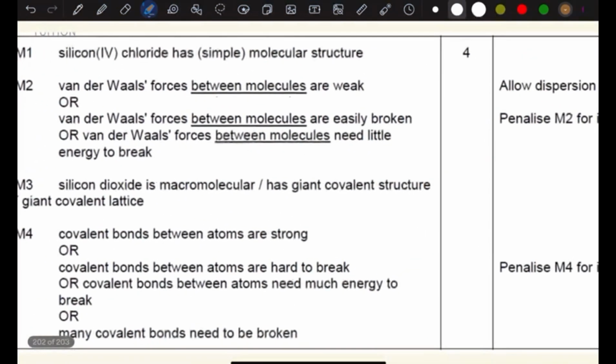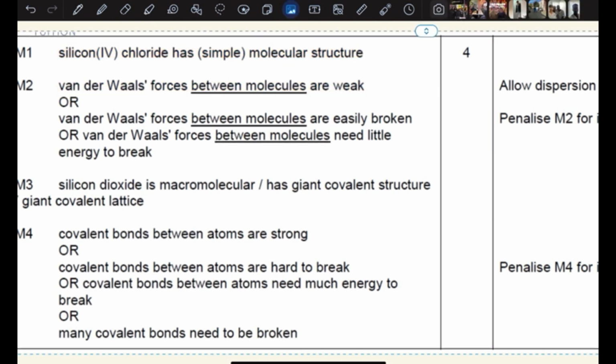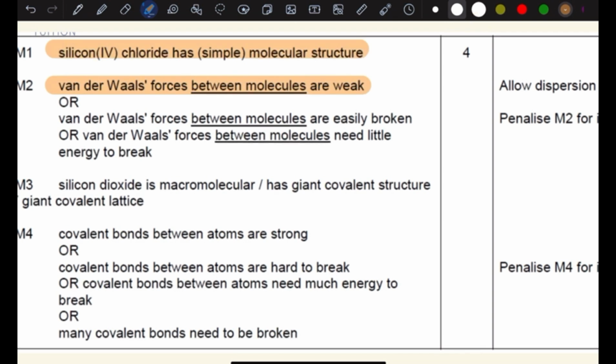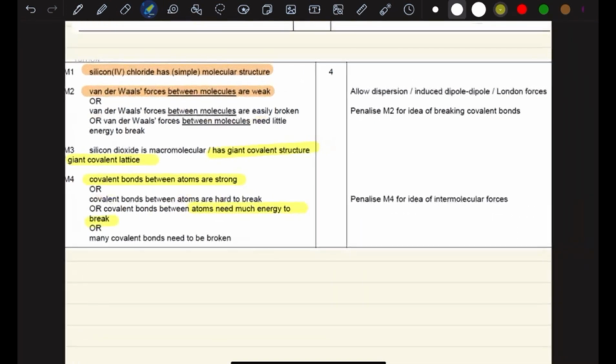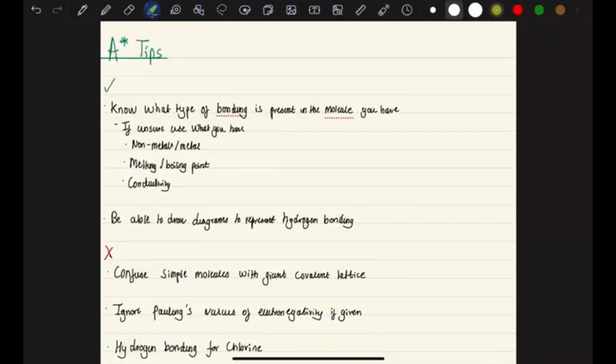So silicon chloride, simple molecule, as we said here. Then we can say that the London forces, Van der Waals, whatever you want to call it, are weak. Because they are weak, they're very easy to overcome. And then if I was talking about silicon dioxide, I would say a giant covalent lattice, and the covalent bonds are strong. These are the ones that are breaking now, so they're strong and they need a lot of energy to break. That is how I would go about answering those two questions.